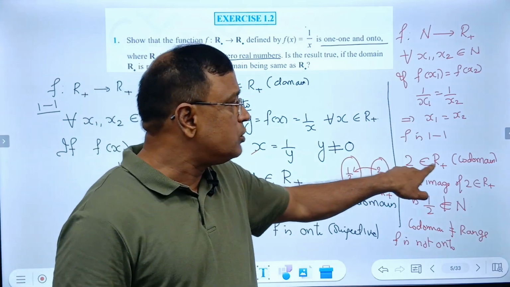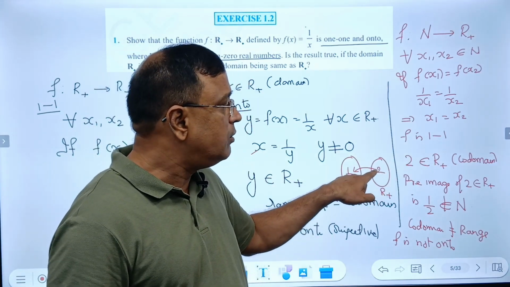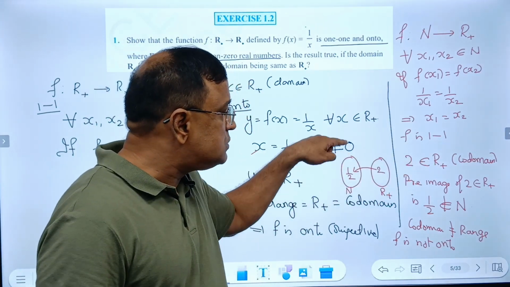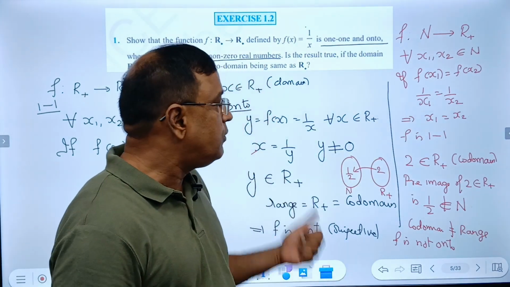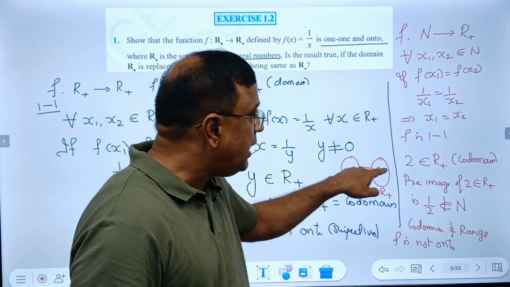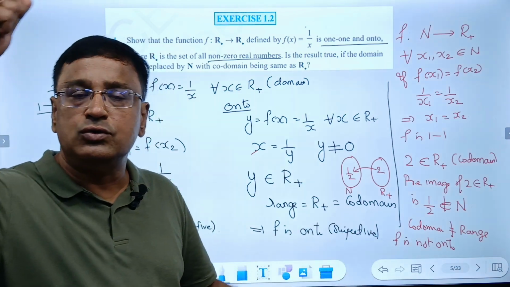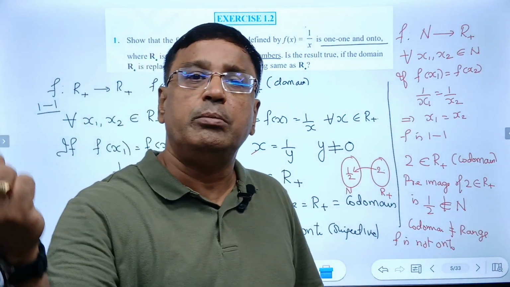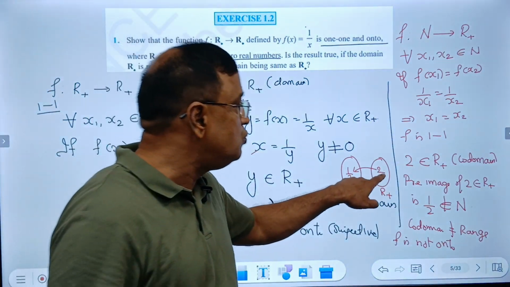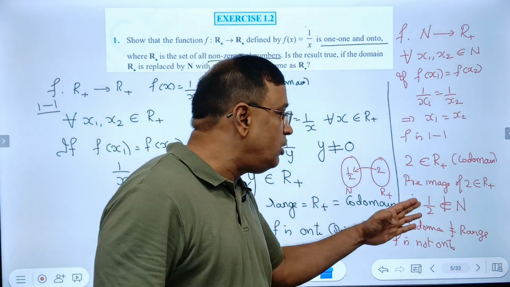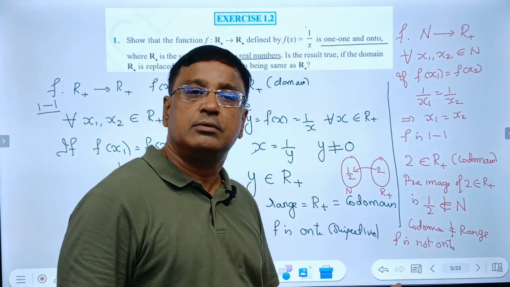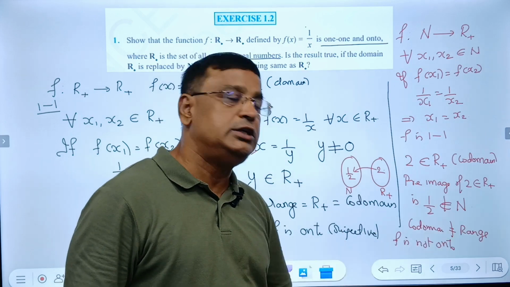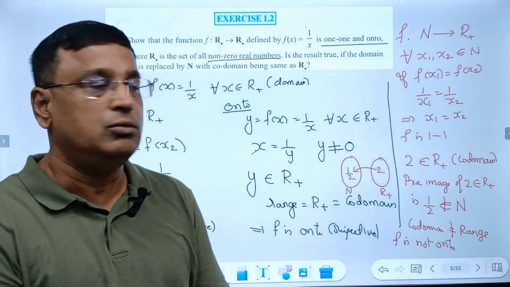Again, I want to repeat this onto part. I took 2 belonging to R plus in the codomain, and its pre-image is 1 by 2, but 1 by 2 is not a natural number. Therefore, clearly 2 does not have a pre-image. But the definition of onto is what? Every element in the codomain should have a pre-image. So since 2 does not have a pre-image, my codomain, which is R plus, and my range cannot be equal. So codomain not equal to range. Therefore, F is not onto.